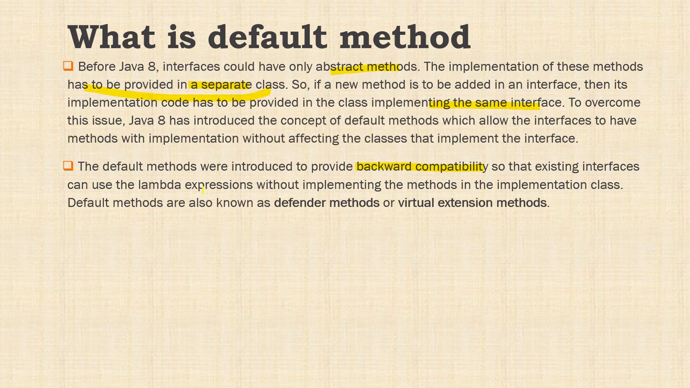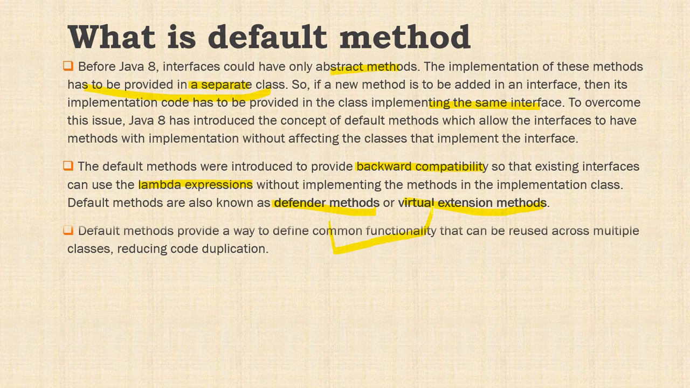It also supports lambda expressions, because only one abstract method will be there. So in that scenario you can use a lambda expression without implementing the method in the implementation class. A default method is also known as a defender method or virtual extension method.